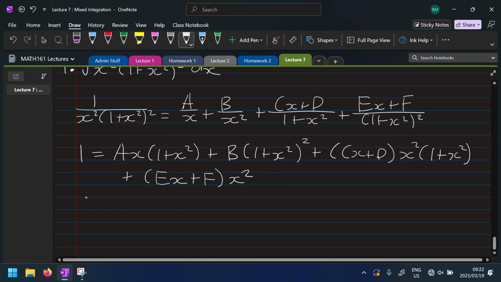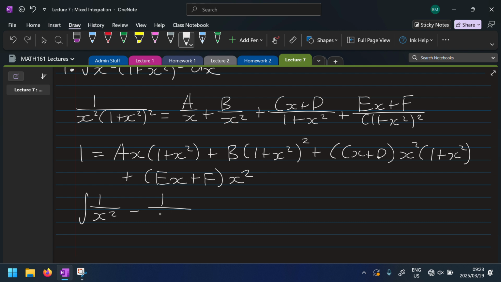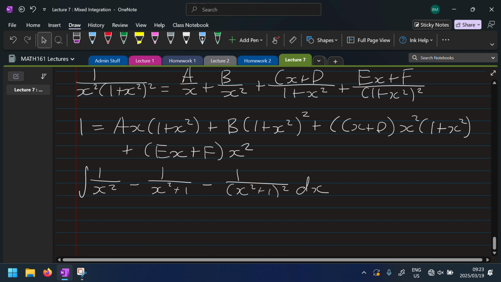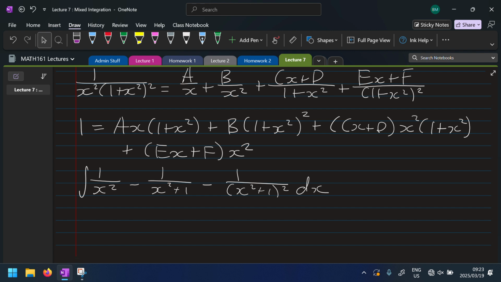But we end up with the integral of 1 over x squared, minus 1 over x squared plus 1, minus 1 over (x squared plus 1) squared. Like I said, a lot of the stuff will cancel because of all the zeros. Now, these first two are very easy to do. The one right at the end, we can't do in one step. We've got 1 over (x squared plus 1) squared. That's not going to work out.